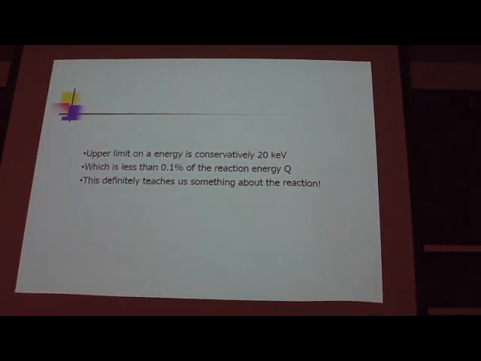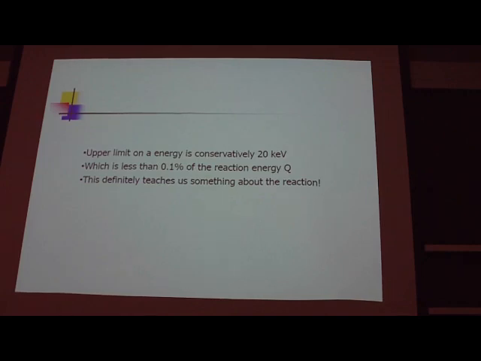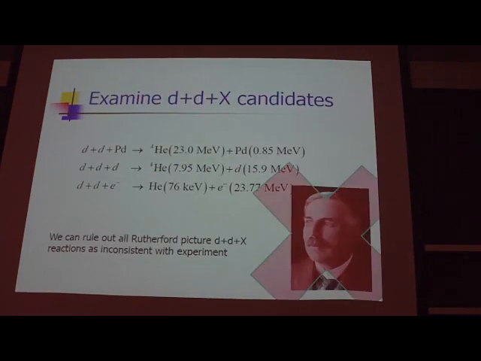The conclusion from this is actually interesting. Namely, the mass difference between D2 and helium-4 is 24 MeV. But we know from the experimental results now that the alpha particle, the helium-4, is born with an energy conservatively less than 20 keV. It's less than 1 part in 1,000 of the reaction energy. And for those of you who are knowledgeable about nuclear physics and so forth, this is shocking. This is nothing less than shocking.